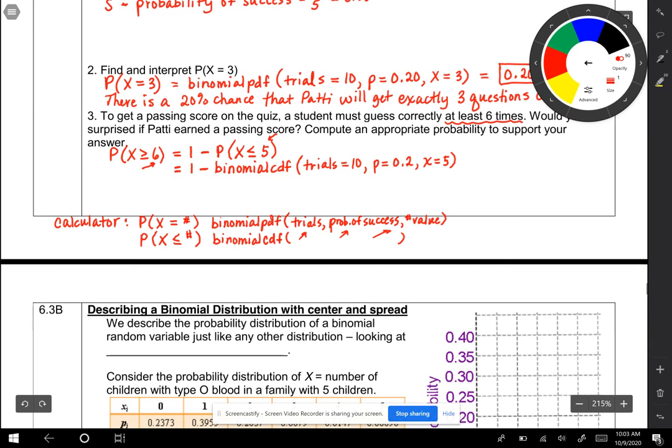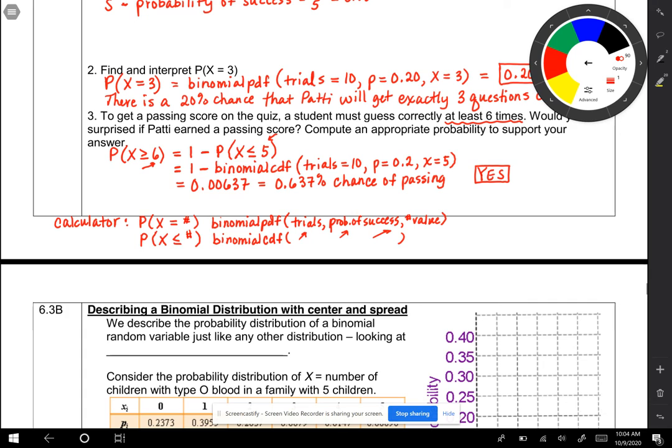Right. And I entered that in my calculator and I got 0.00637, which is 0.637% chance of passing. Because it's such a very small percent, yes, we would be surprised if Patty got a passing score.